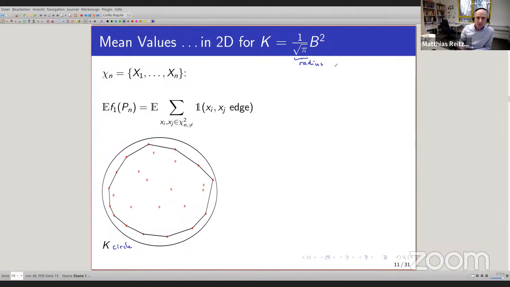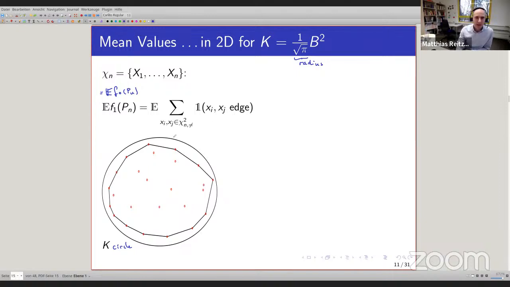And then I choose random points inside according to Lebesgue measure, take the convex hull, and I'm interested in how many edges this thing has. What's the expected number of edges? And recall that the expected number of edges is the same as the expected number of vertices, because in the planar case, we have as many edges as vertices. It's slightly easier to think of the expected number of edges. This is what we want to compute.